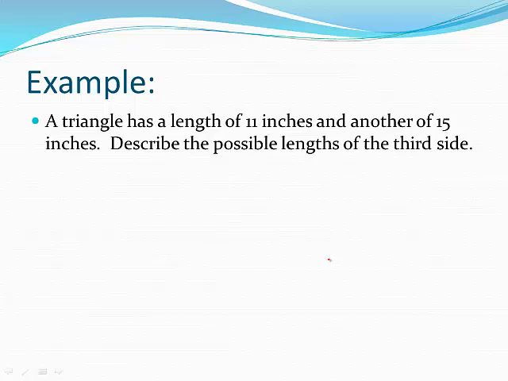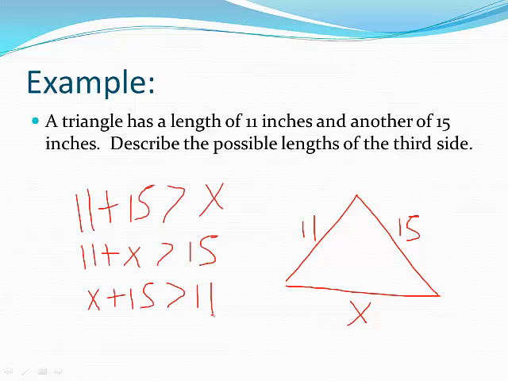So here's another one. We have a triangle with a side length of 11 inches and another of 15 inches. So again, draw your figure. So we have 11, 15, and x. Set up your three inequalities. Okay, and the one that you're going to throw out is this one, because when you subtract 15 from both sides, you get a negative. So you can immediately throw that one out.